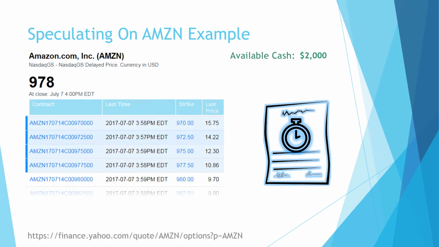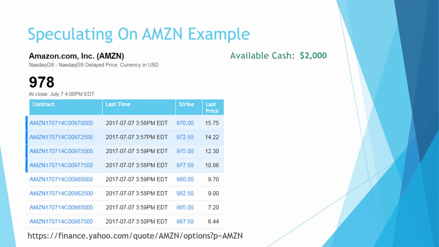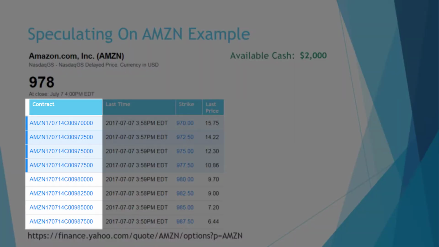Next step, I need to find a contract. So I pull up the options chain for Amazon. I pulled this option chain off Yahoo Finance, with the link below the table. But your brokerage firm should have something that looks similar to this in StratoView. The first column shows the contract information, with the symbol, which is AMZN, the time of expiration, which is 2017 July 14, and the strikes.